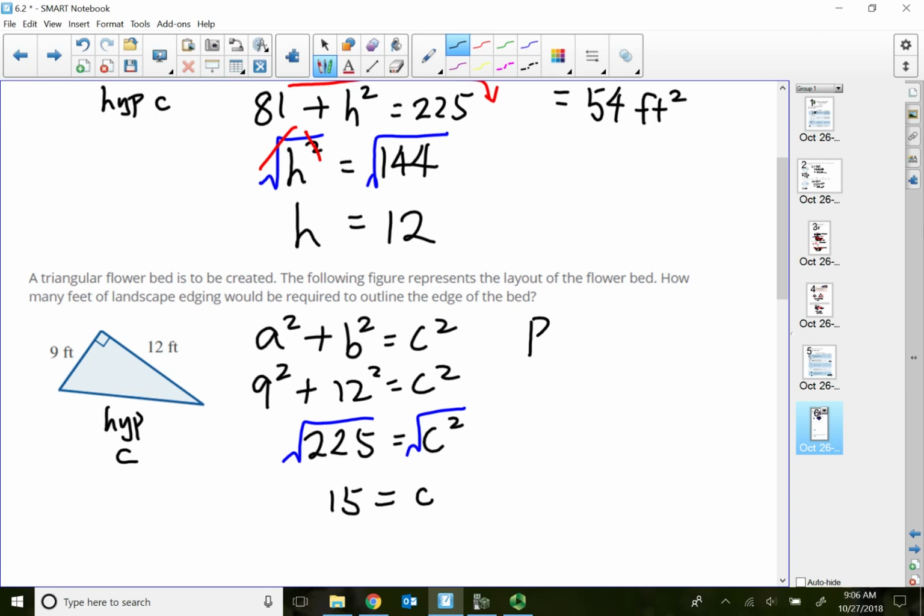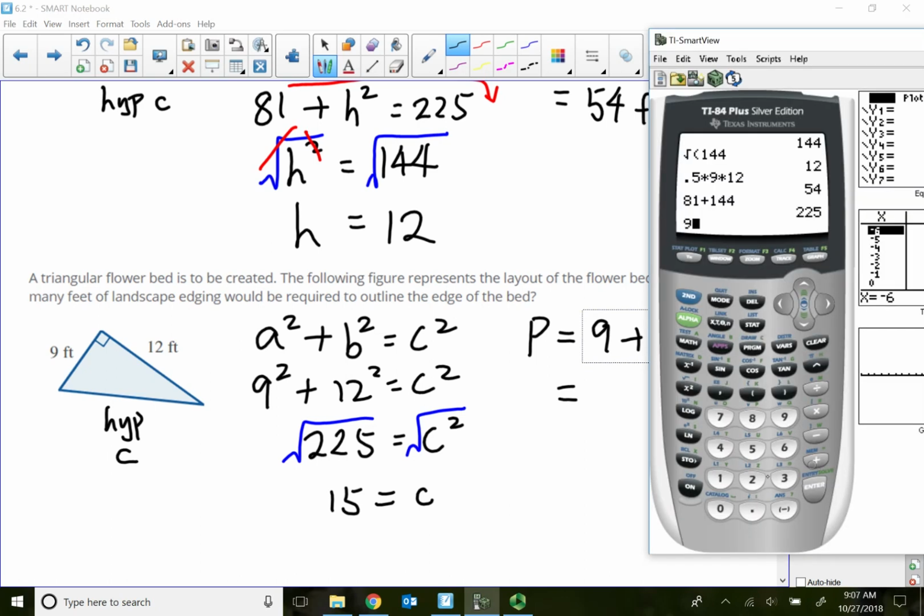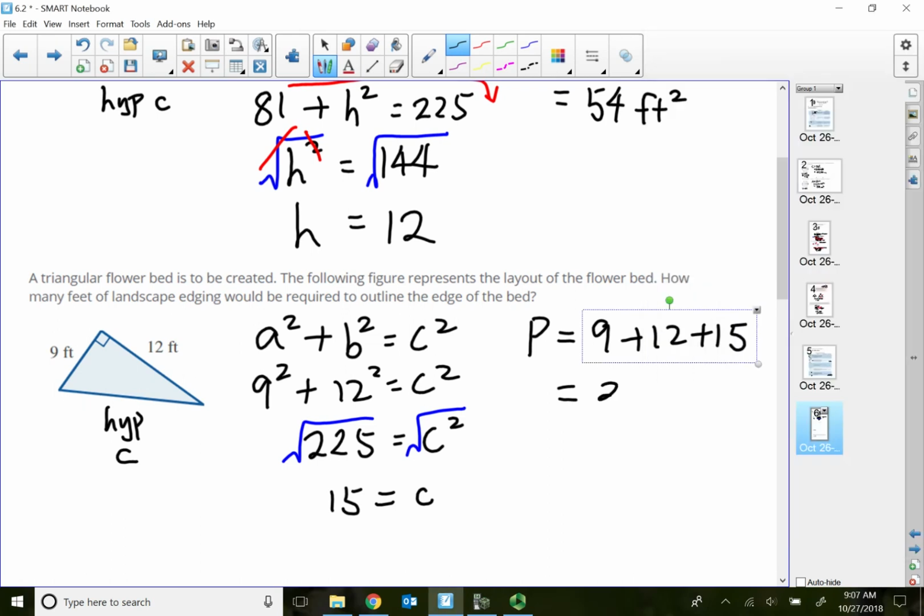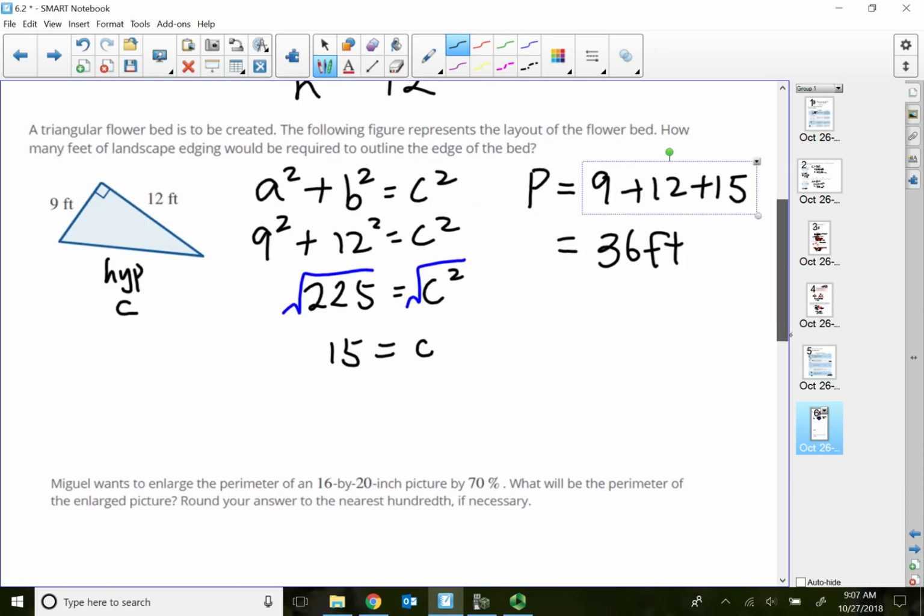So now how many feet of landscaping edging do I need? So I just add up all 3 sides. So 9 plus 12 plus 15. So 36 feet. I need 36 feet of landscaping edging.